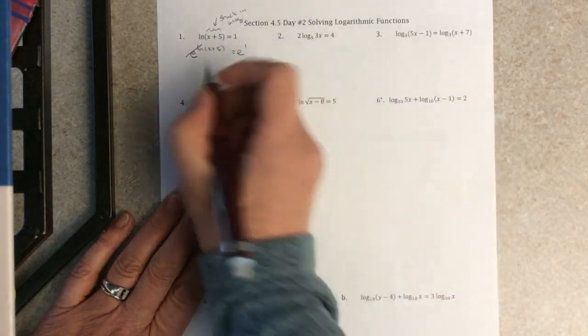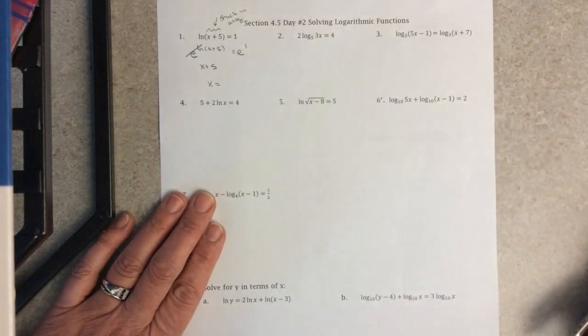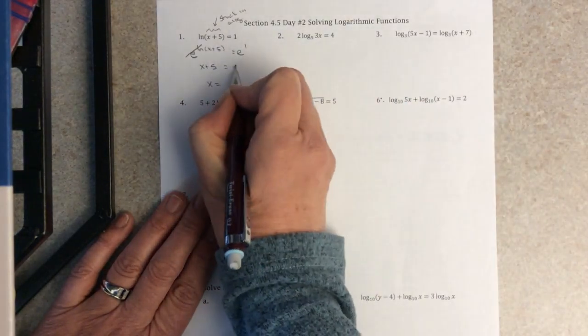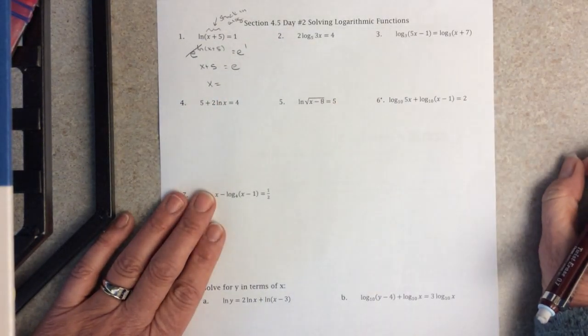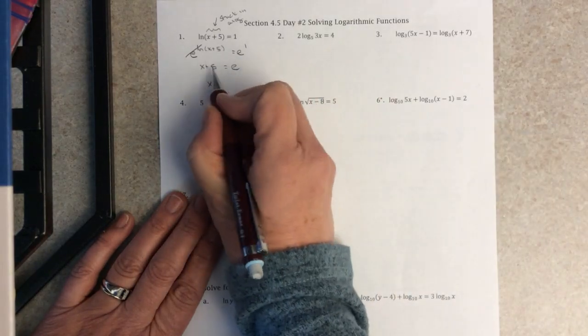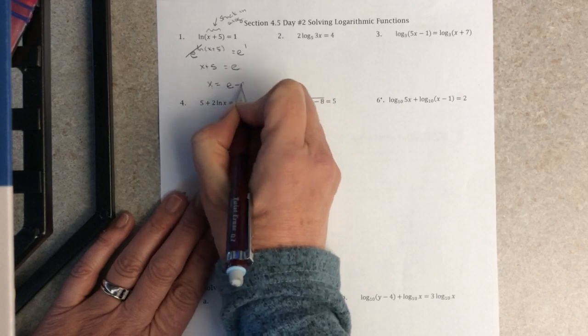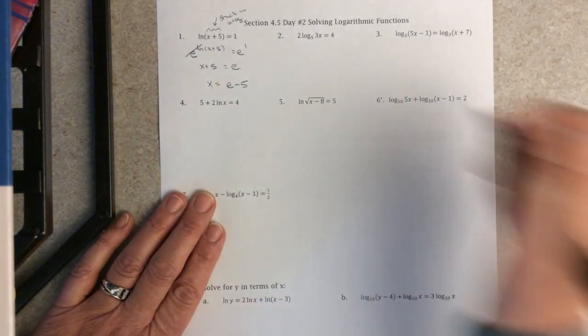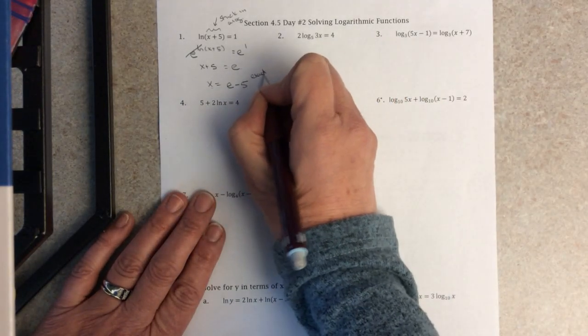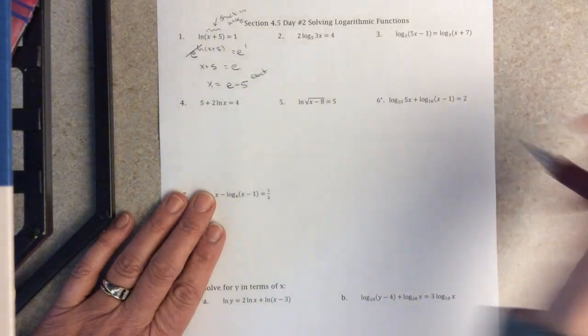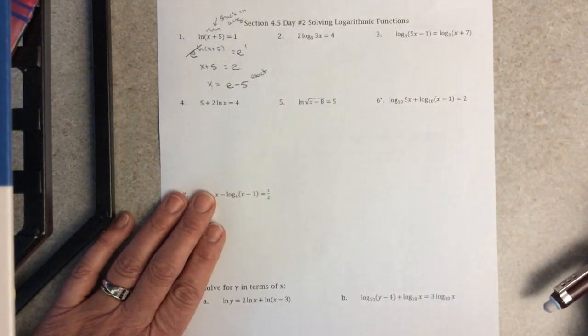Here we're going to use an exponential on both sides. So we end up with just x plus 5, but now it equals e, which is what e to the first is. And so we can then subtract 5 from both sides if we want to know what x is. E is just a number. We take 5 away, and that's our exact answer. We could get an approximate answer if we want to plug it into our calculator.